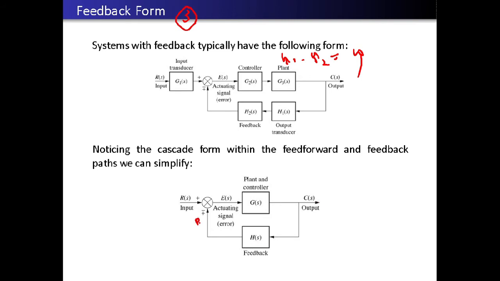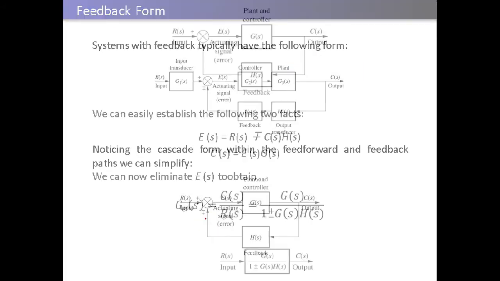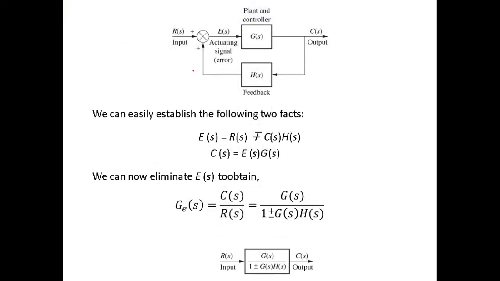Here there is also one more signal, that is B(s), the backward signal. Okay, now from this figure, again we are showing the same figure, we can write E(s) is nothing but R(s) minus or plus. Now here the output will be the transfer function multiplied by the input of the signal.